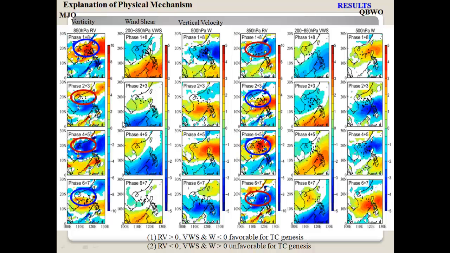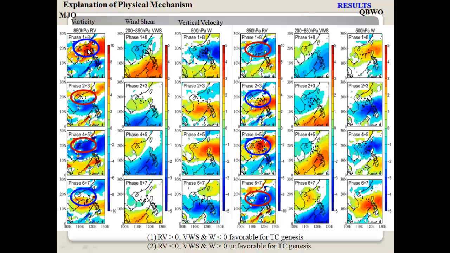This slide is an explanation of the physical mechanism. On the left-hand side is the MJO and on the right-hand side is the QBWO. We consider three environmental factors: relative vorticity in this column, vertical wind shear in this column, and vertical velocity in this column. And in the previous slide, you remember we discussed the active phase of MJO.